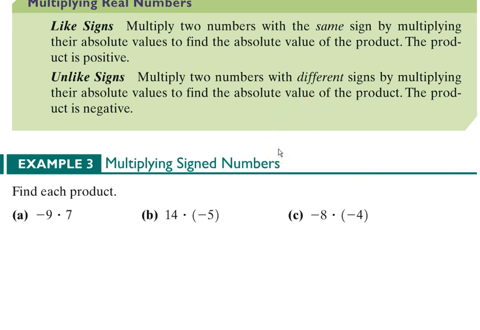Okay, now we're multiplying real numbers. And again, the rule is like signs, positive, unlike signs, negative. So, looking at this, a negative times a positive will give us a negative, and 9 times 7 is 63. Negative times a positive will give us a negative. 5 times 14 is 70. Negative times a negative gives us a positive. This will be a 32.